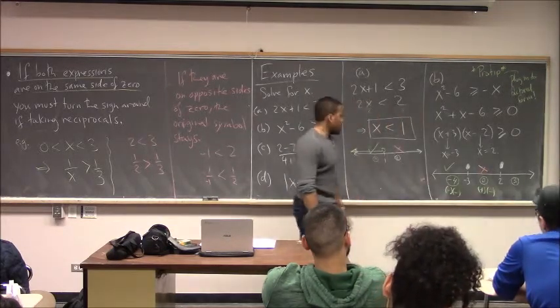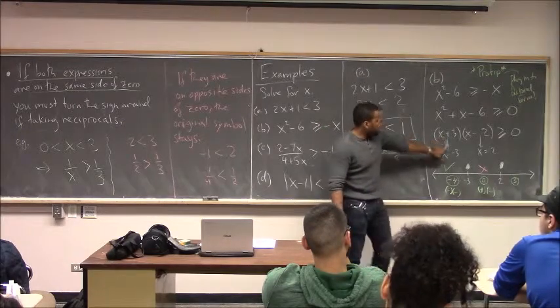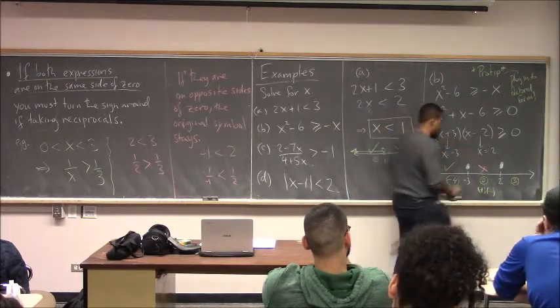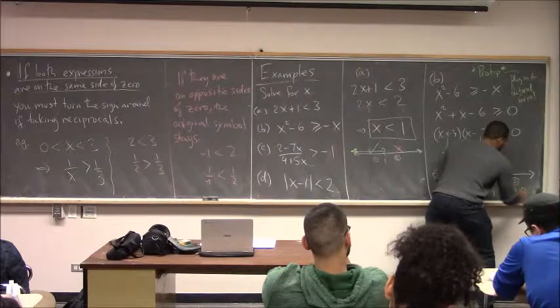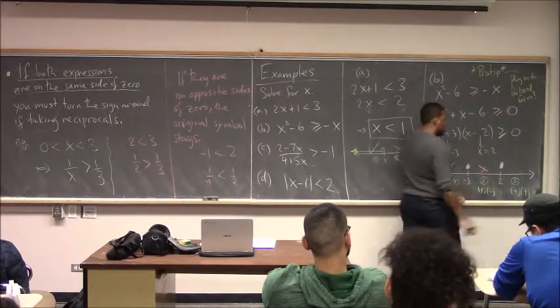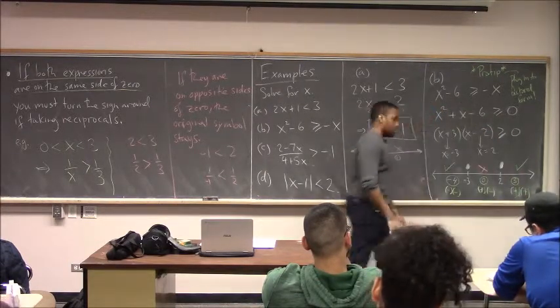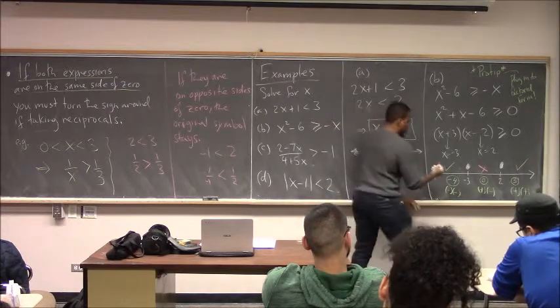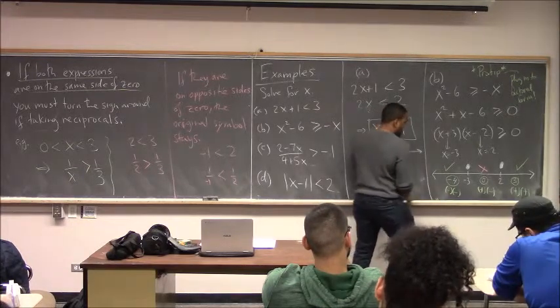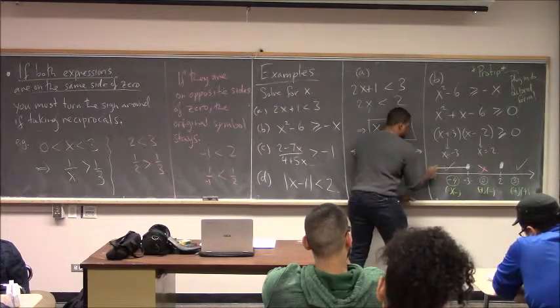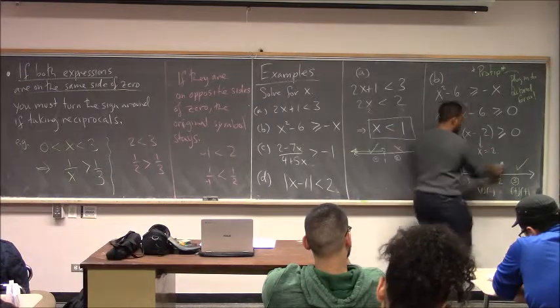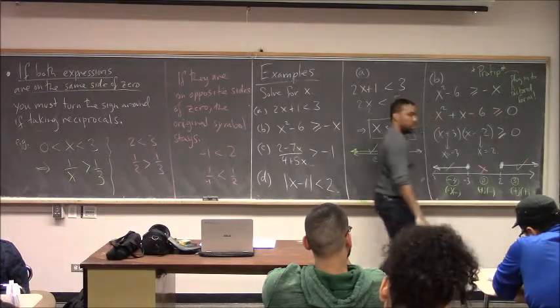Do the same thing with 3. Plug in a 3 here, I get a positive number. Plug in a 3 here, I get a positive number. That is positive times a positive. That is greater than 0. So that works. So ultimately now, what works is here and less, or over here and more. The one in the middle does not work.